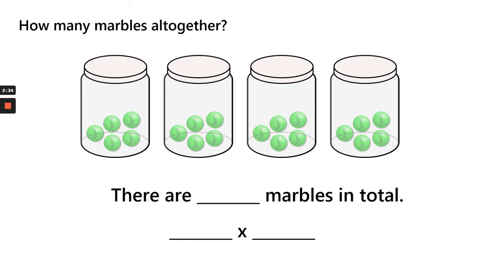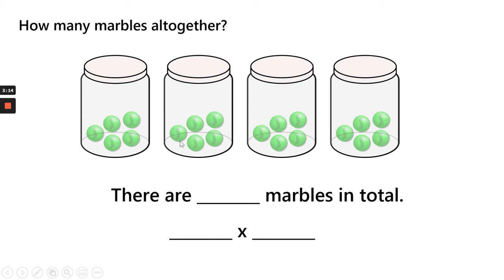So let's have a look at counting in 5s. We can use our knowledge and our learning that we have done before when we looked at equal groups to help us count groups of 5 quicker. How many marbles are all together? Now, we can look at the groups of marbles. How many jars have we got? How many groups of marbles? 1, 2, 3, 4. We have 4 groups, and how many in each group? 1, 2, 3, 4, 5.